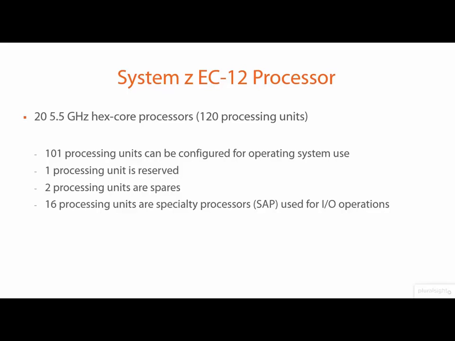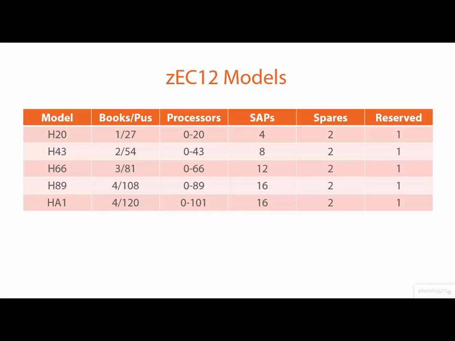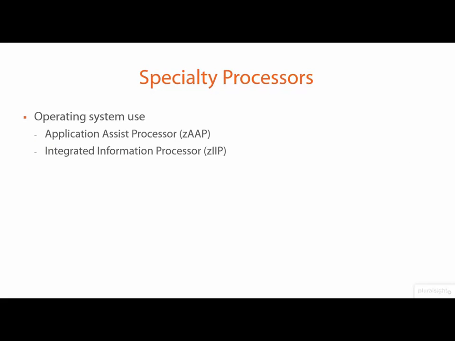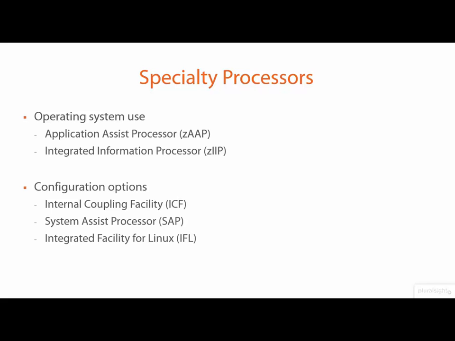The remaining 19 processors are divided up as one reserved, 2 spares, and 16 system assist processors, which we will discuss shortly. In addition, the System Z machine can be ordered as one of 5 models that offer reduced sizes for customers that don't need as much capacity. In this table, we can see the various models and the breakdown of the available processors and their assignments. There are also 2 types of specialty engines. One group consists of those that can be configured for special use by the operating system, while the other represents processors that can be assigned other exploitation roles.